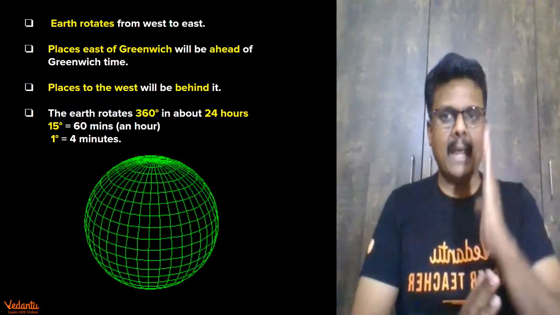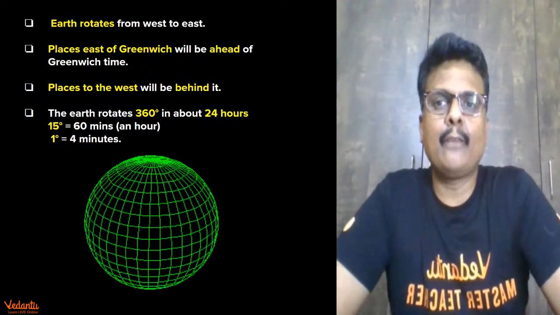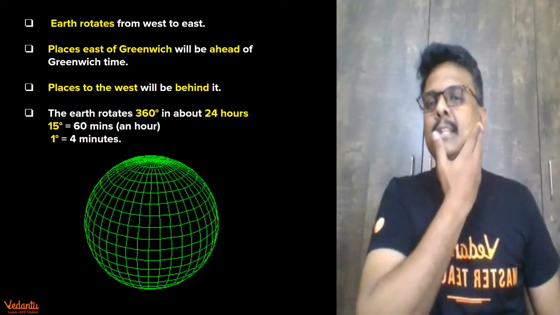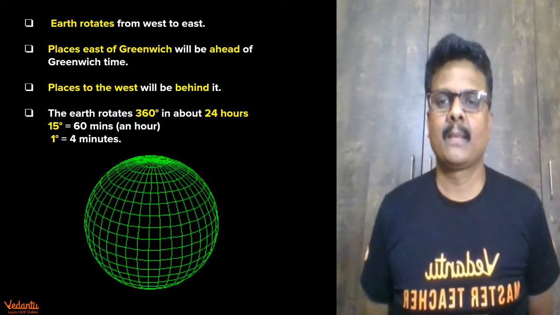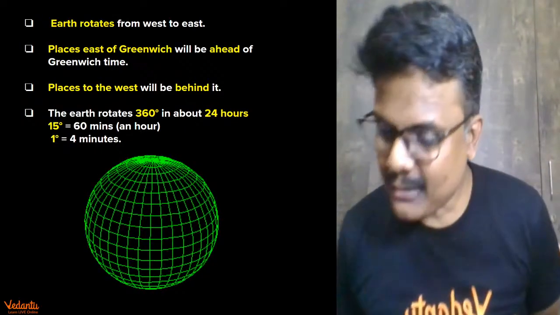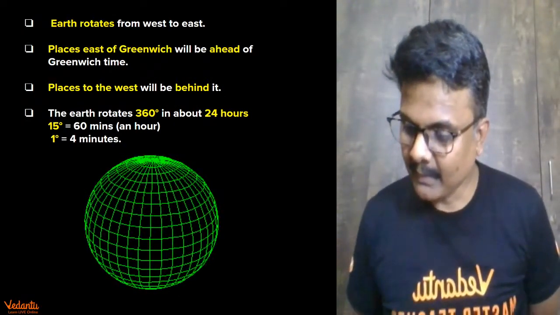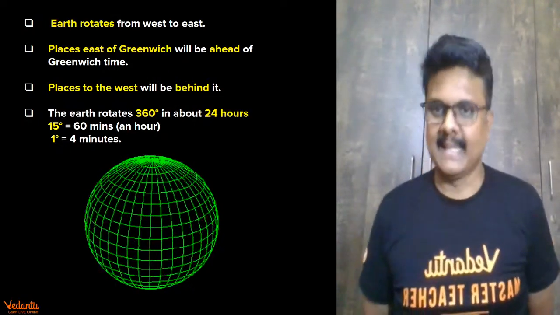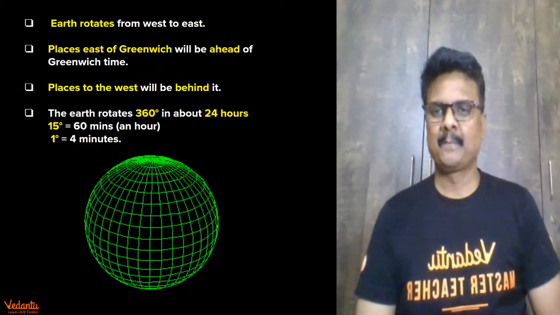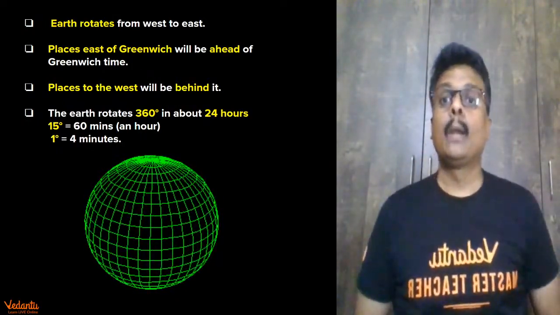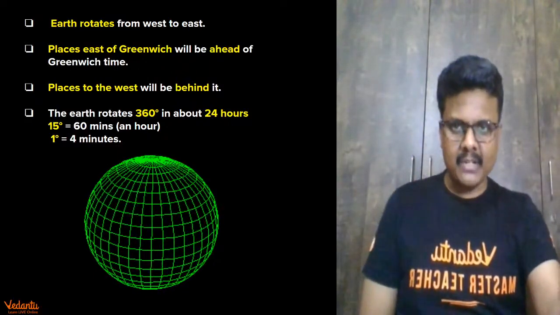Places east of Greenwich, that is the prime meridian, will be ahead of Greenwich time. Guys, where exactly is India? Is India east of Greenwich? Yes, correct. So that means India is approximately 5.5 hours ahead. Places to the east of Greenwich will be ahead of Greenwich time. Places to the west are behind it. They are yet to come, in the rotation.